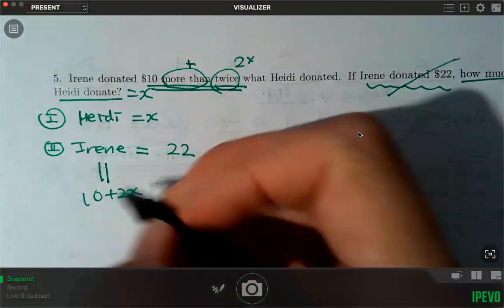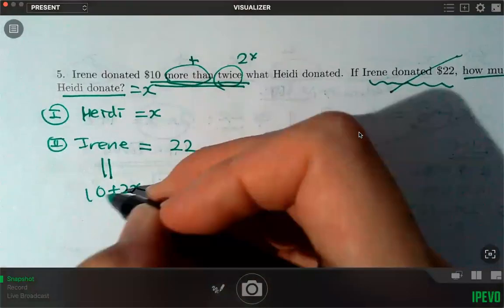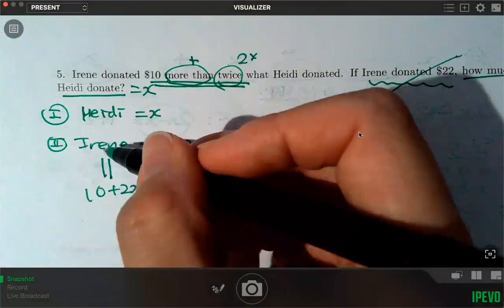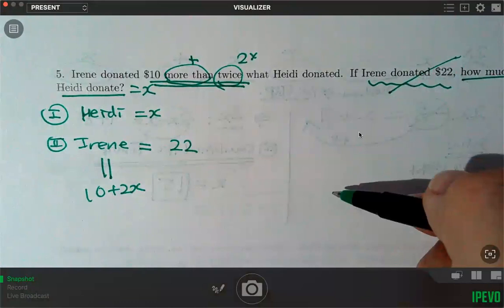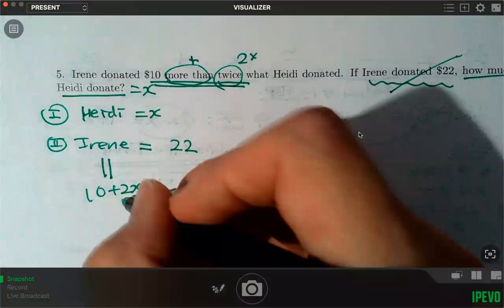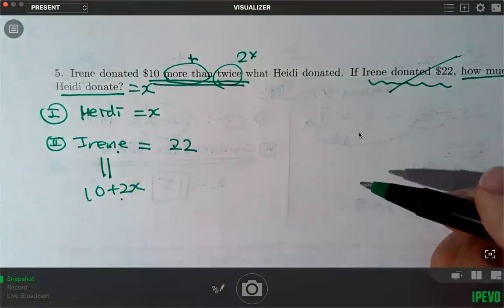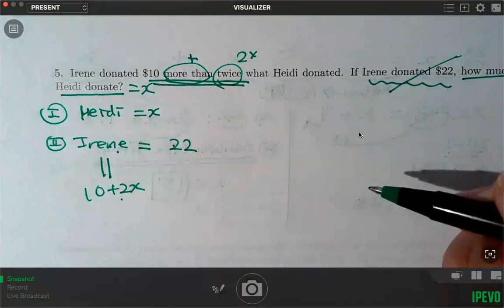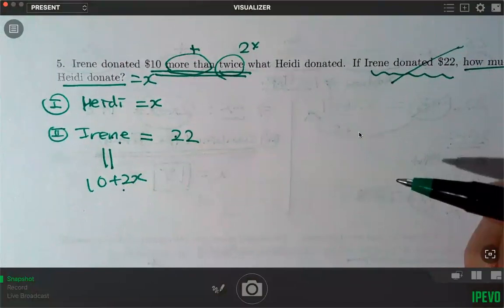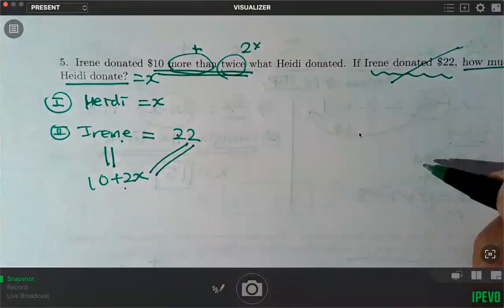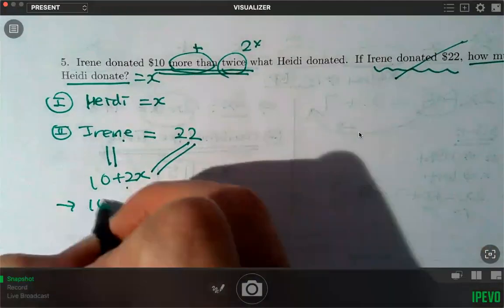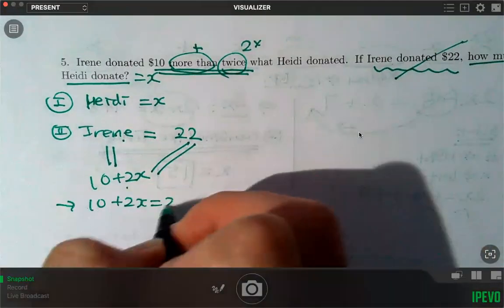Okay, so now if you look at this picture here, I have 10 plus 2x is equal to Irene, but that's also equal to 22. So which two things must be equal to each other? That's equal to that, that's equal to that, so what has to be equal to what? The 10 plus 2x equals 22. Right? This one, right? Okay, so from here we can conclude 10 plus 2x is equal to 22.